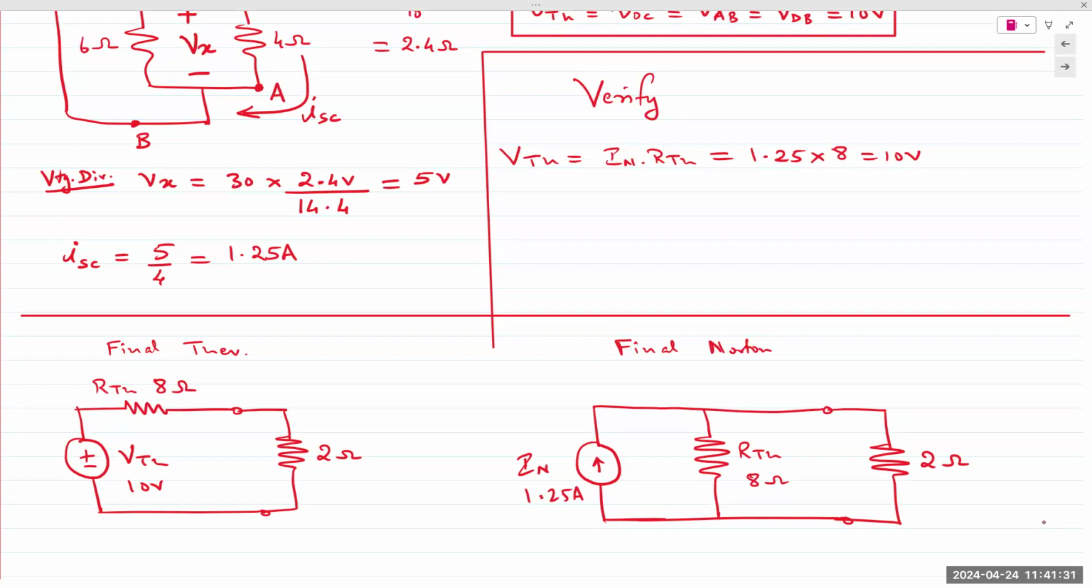Does the procedure make sense? Does the method make sense? This is what I would expect students to do in the quiz and final exam. Okay, step-by-step approach. Yes. That is the equivalent circuit.